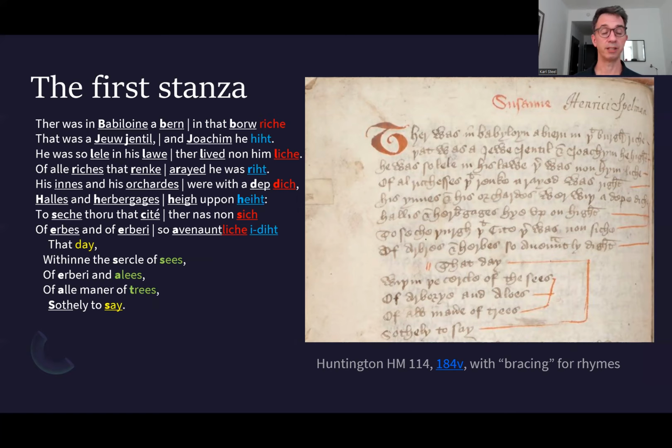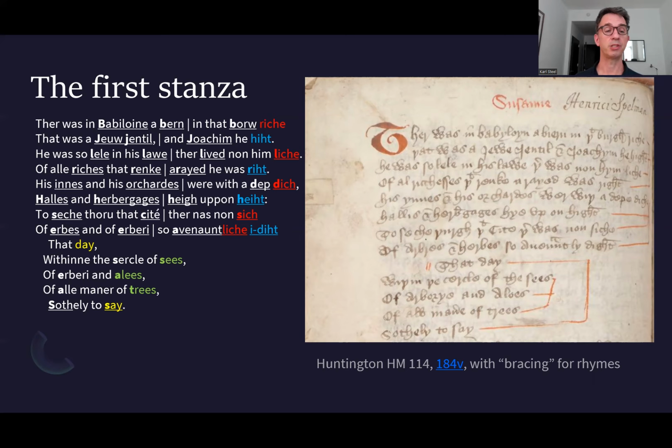There was in Babylon a barn in that borough reach that was a Jew gentle, and Joachim he hicked. He was so leal in his law, there lived known him leech, of all riches that rank arrayed he was reeked. His innes and his orchards were with a deep dish, hollows and herbergages he upon heeked. To sage through that cité, there nas non siege, of erebus and ebrery, so avanontit leech, he dicht that day within a circle of seas, of erber and alleys, of all manner of trees, softly to say.